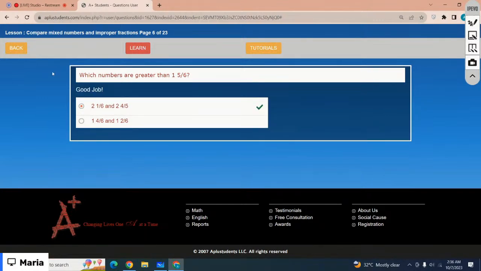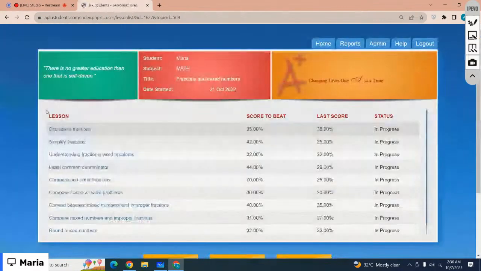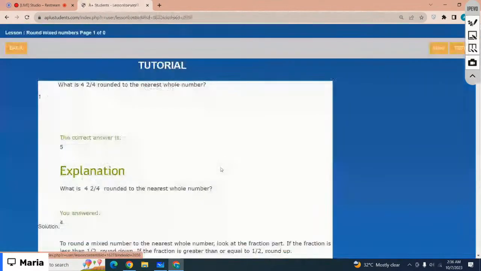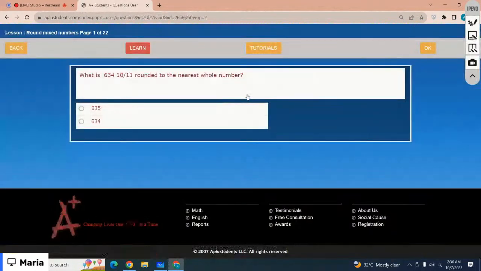Okay, you can complete the lesson by yourself later today. Let's just start with the next lesson. Let's just do the practice questions of the next lesson. The next lesson we have covered today is round mixed numbers, right? So how do we round off the numbers? You just have to compare the fractional part to 1 over 2. If the fractional part is greater than 1 over 2, then you have to round up, right?